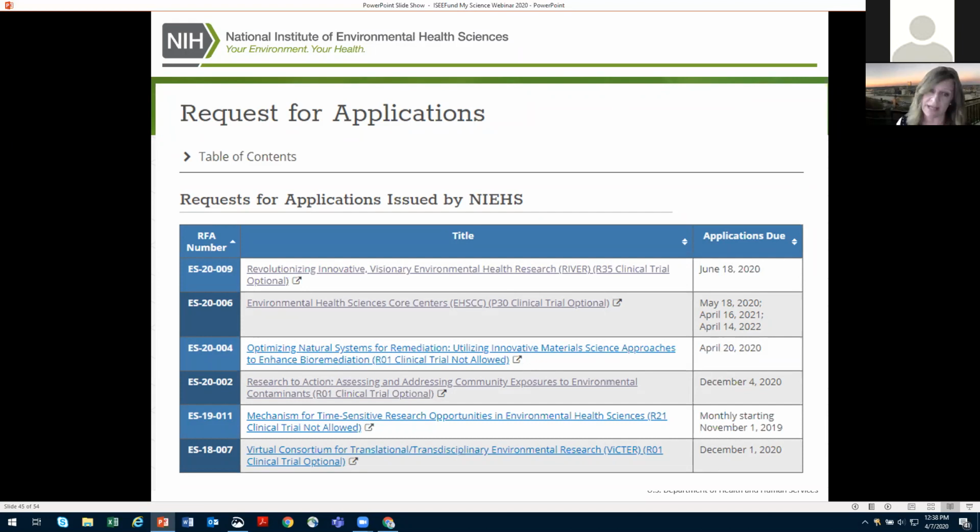We have the core centers, which are for very senior level, an institution award for environmental science. The other ones that are interesting and apply to us in environmental science and epidemiology are Research to Action, as well as this virtual consortium, the VICTOR program, where you as an epidemiologist would partner with someone outside of your field to address a new question. It's a short 3-year program.